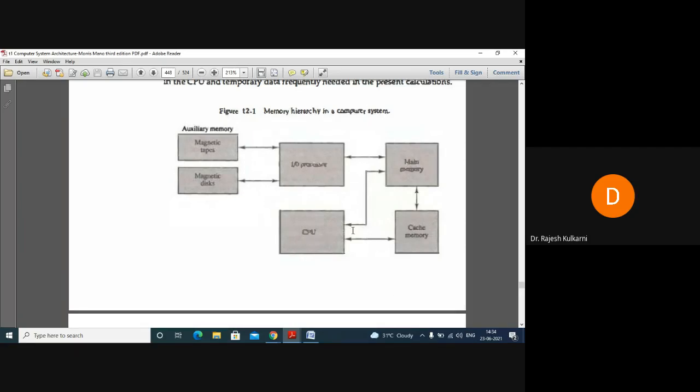CPU has a direct line with main memory. It has a direct line with cache memory, but it does not have a direct line with the magnetic tape and magnetic disk and auxiliary memory.